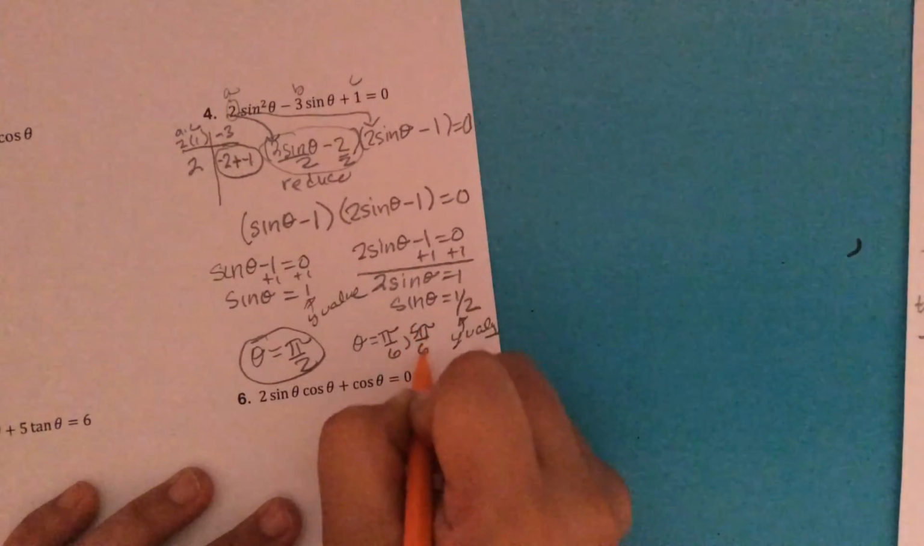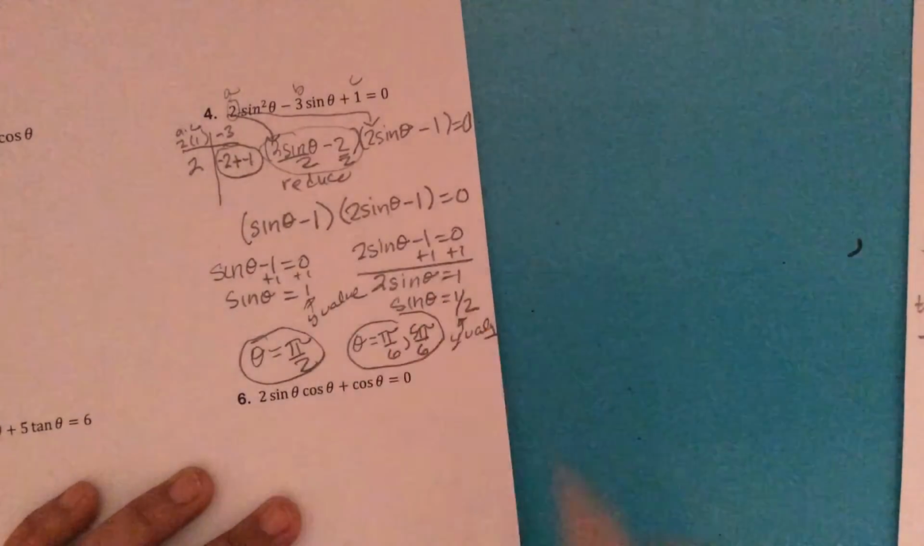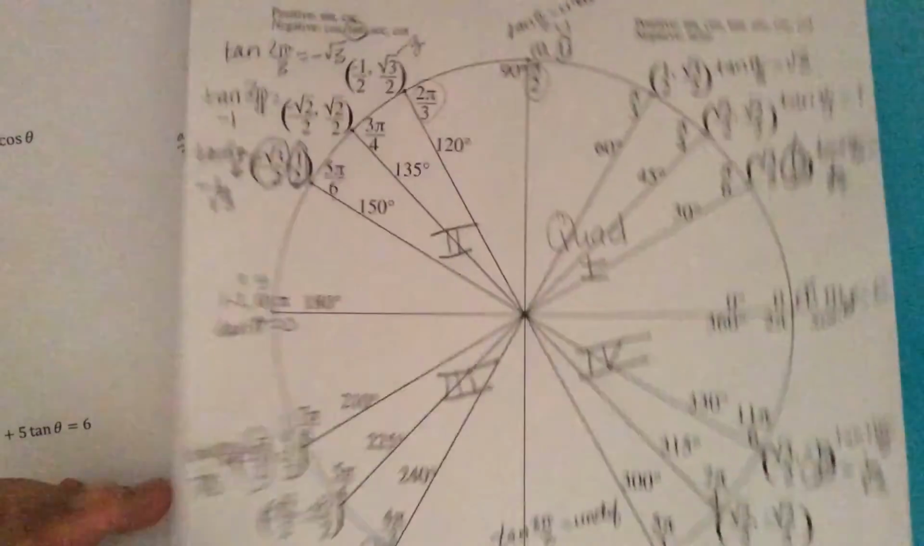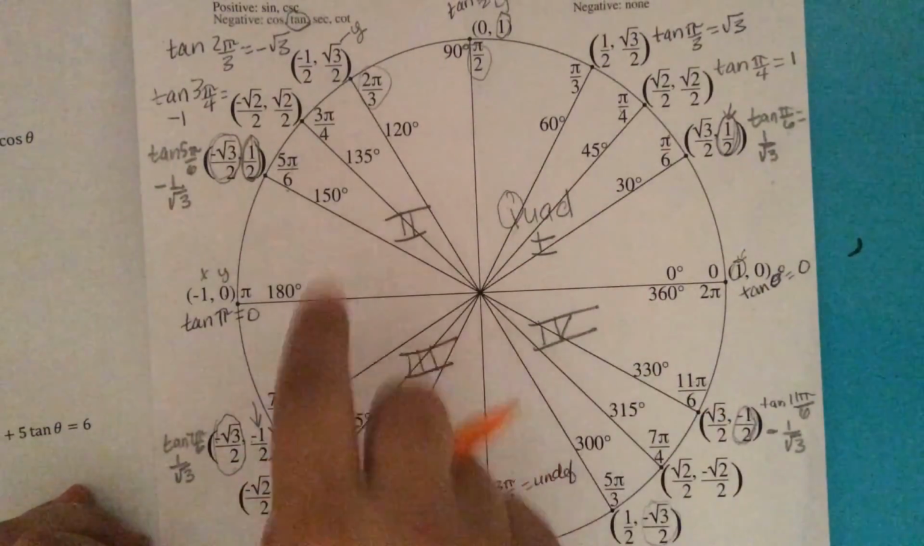It happens in two places on the unit circle, from 0 to 2 pi. So the first quadrant, second quadrant.